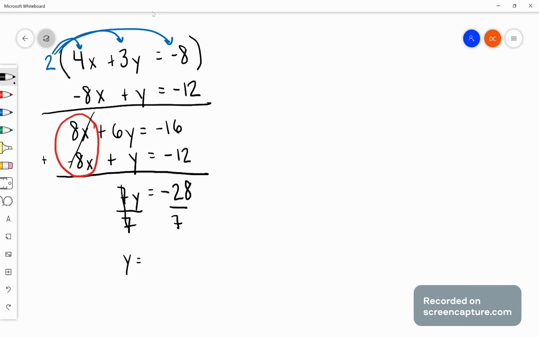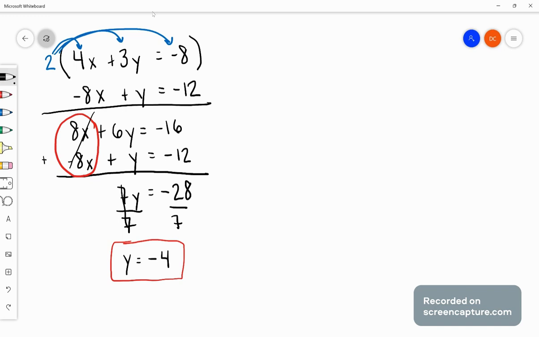So y is equal to negative 28 divided by 7, which is going to give you negative 4. Okay, negative 28 divided by 7 gives you negative 4. So that is my y answer. That's what my y equals.